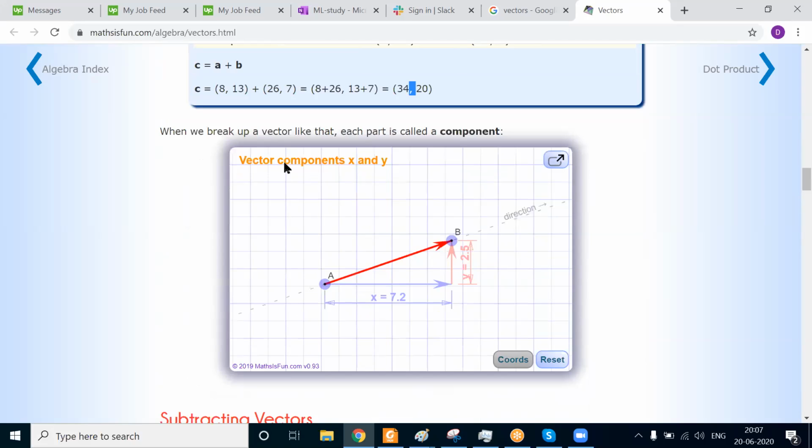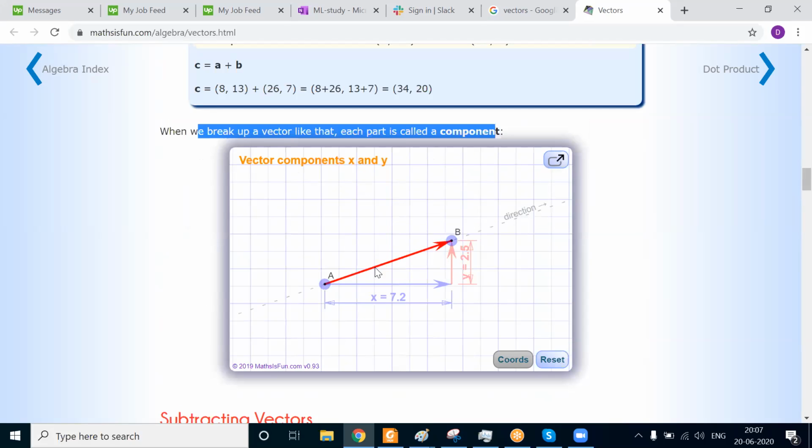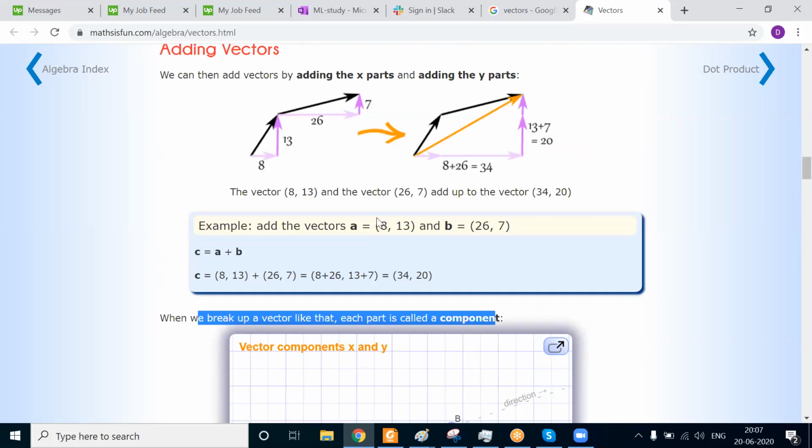If we break up the vector, it goes like this. We break the vector like this. Each part is a component. So say this is 7.2 and this is 2.5. This is the y direction, right? And this is the x direction. So this is how it goes. Clear? Are you clear with the addition of two vectors?